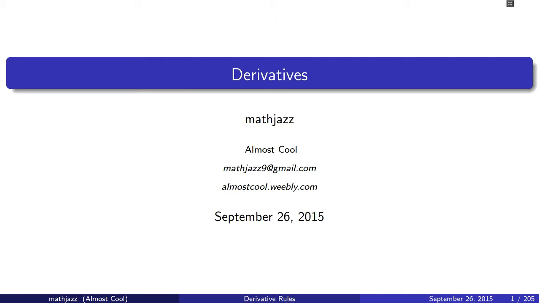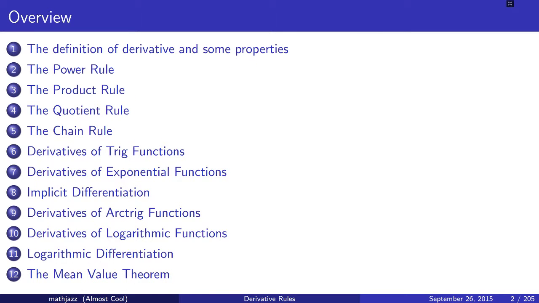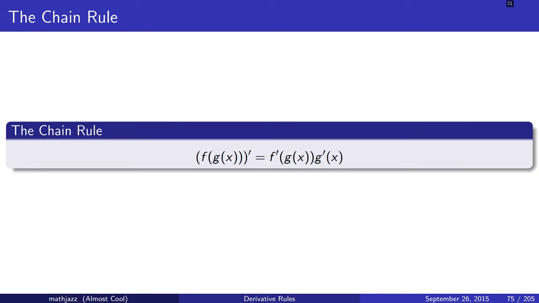This is our fifth video in our series of videos on derivatives. Our topic today is the chain rule. The chain rule says that the derivative of f of g of x is equal to f prime of g of x times g prime of x.